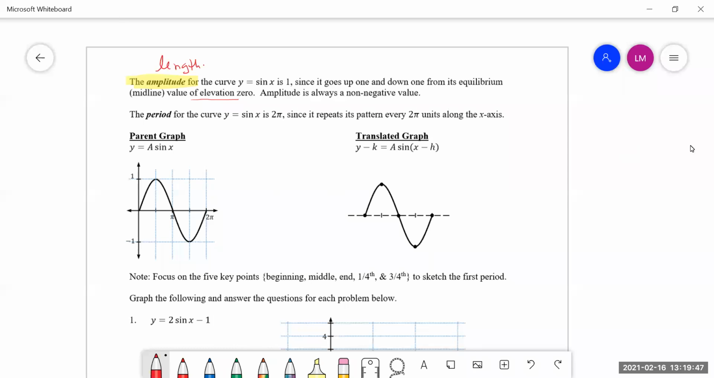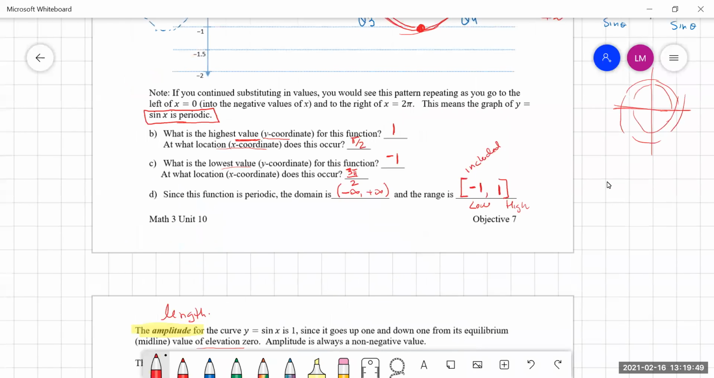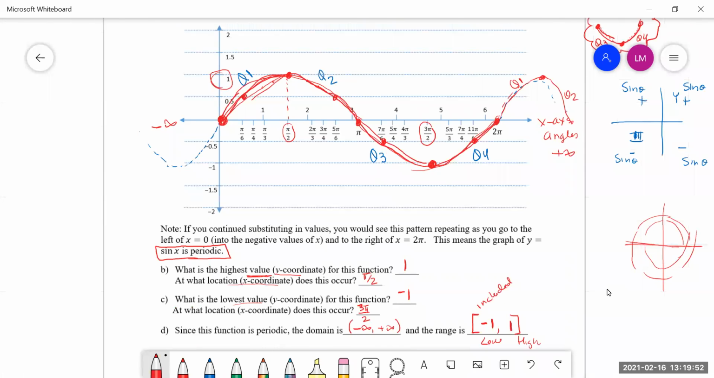So let's go back up so we can understand amplitude. It's not the length going left and right, because we go on forever to the left and on forever to the right. It is the vertical length of my curve. So I go up 1, let me highlight that. I went up 1 and I went down 1, and then I would go up 1 and down 1. That would be my amplitude. It's like a wavelength. The wave always goes up 1, down 1, up 1. So our amplitude is 1.